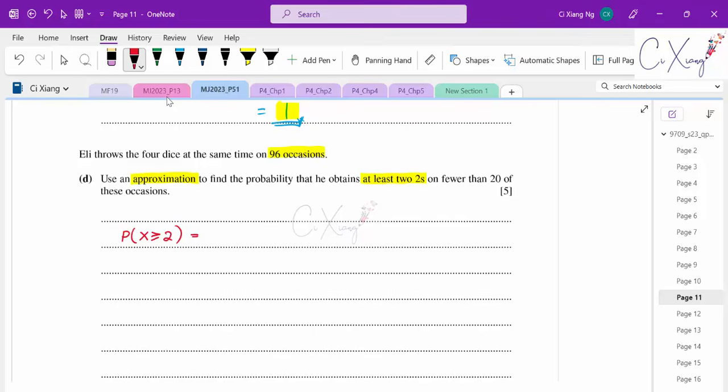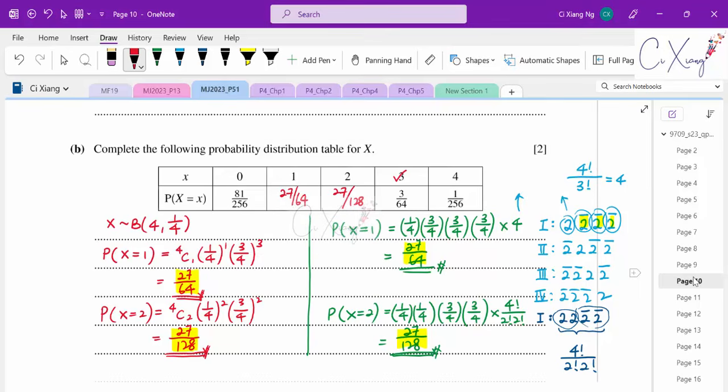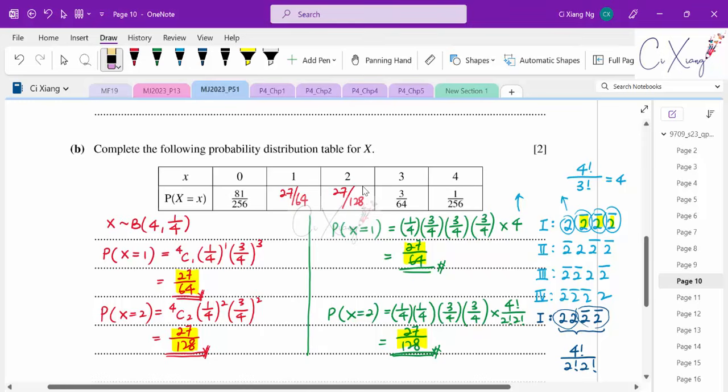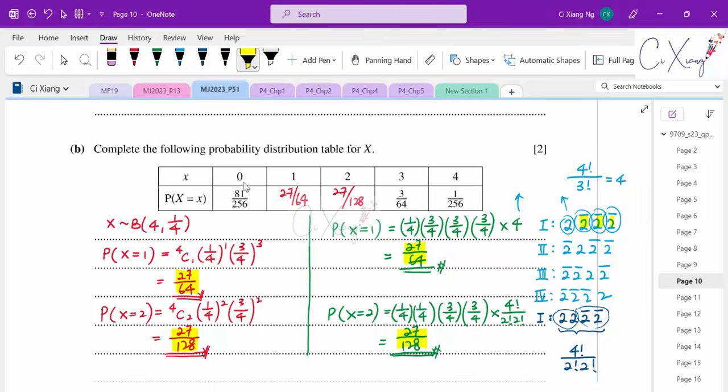Alright, so to calculate the probability for X greater than or equal to 2, again, you can straight away get the value from the table here. So this is X = 0, X = 1. So for X greater than or equal to 2, I have to include the probabilities of X = 2, X = 3, and also X = 4. So I need to add all of them together. If I add all of them together, I'm having 27/128 plus 3/64 plus 1/256.